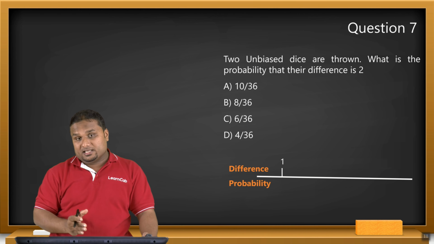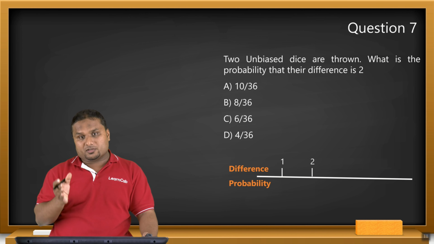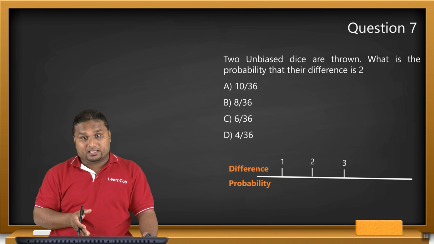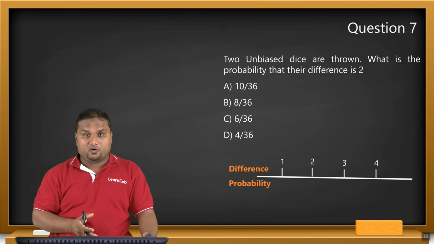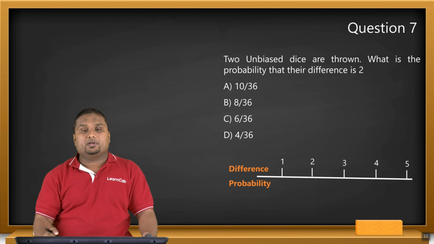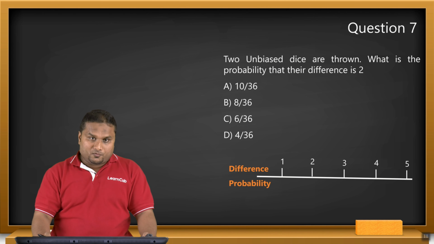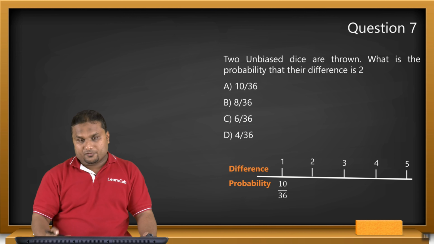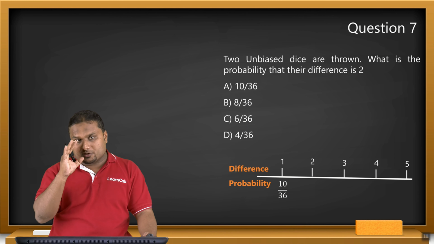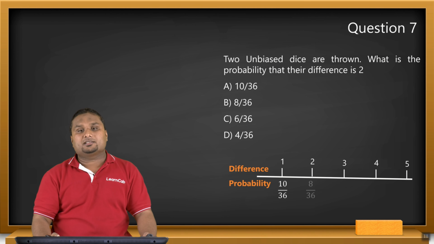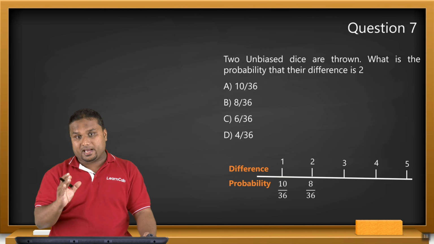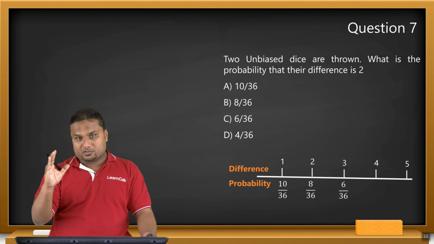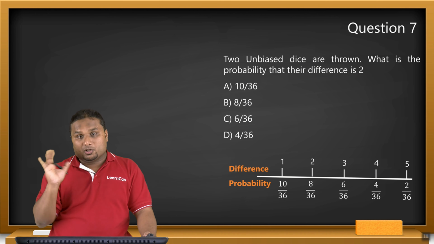Now my dear friends, the difference could be 1, difference could be 2, difference could be 3, difference could be 4, as well as the difference could be 5 is possible. Now for finding the probability, difference of 1, it is 10 by 36. So difference of 1 point is 10 by 36. Difference of 2, it is 8, gap of 2. Then difference of 3, it is 6. Then it is 4. Then it is 2.